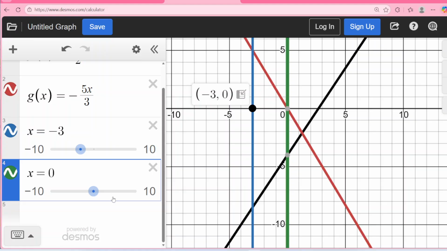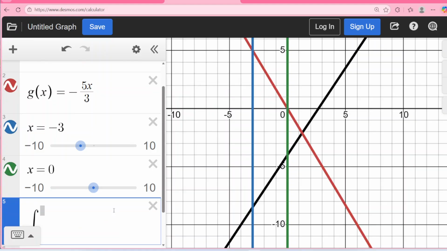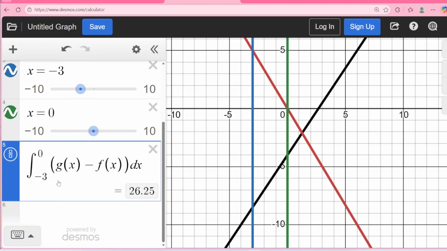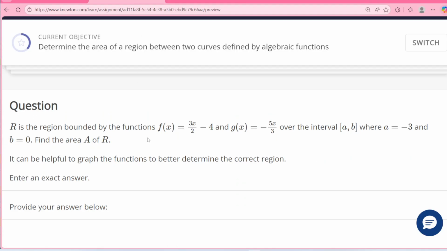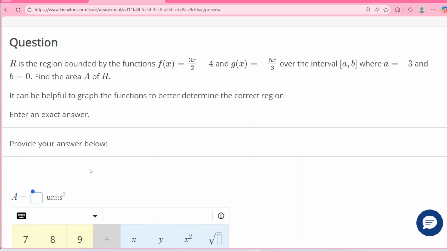All right, let's just do that where I got the integral from negative 3 at the lower limit to 0 for the upper limit. And again, it was g on top, g of x, I called it already, minus f of x on bottom, dx. And look, there's 26/25 or the 105 fourths as I mentioned earlier. So that should be the area of this trapezoid region. So 105 fourths square units.